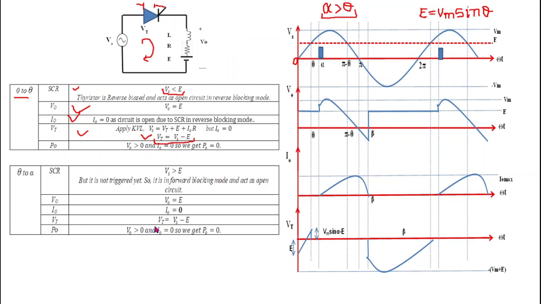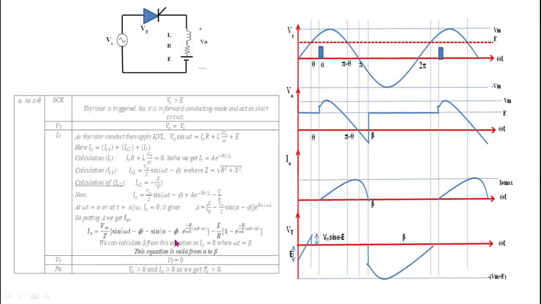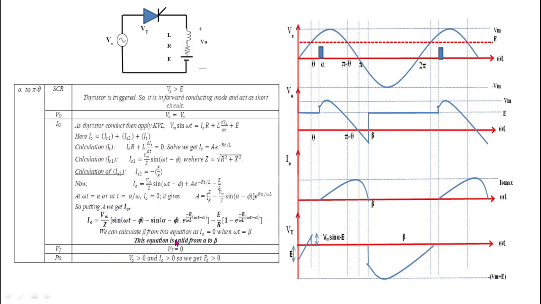And what is the voltage drop across the thyristor? That is simply given by applying KVL in this loop. So Vt is equal to Vs minus E, and output power P0 is equal to 0 because I0 is equal to 0. Now see the operation of this thyristor from alpha to pi minus theta. So at omega t equal to alpha, the thyristor is fired.